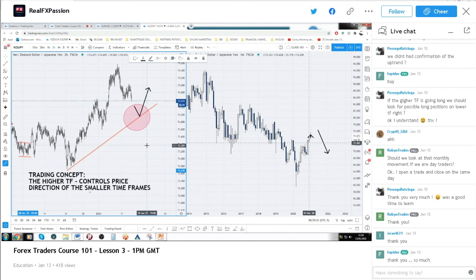Should we look at monthly movement if we are day traders? Okay, Robin, you need to specify, there are different types of day traders. If you are closing your trades during the day, then you don't need to look at the monthly chart. But it's a general question and a general answer. I cannot give you a concrete answer. I would need more information on what time frame you are trading and what your trading style is.